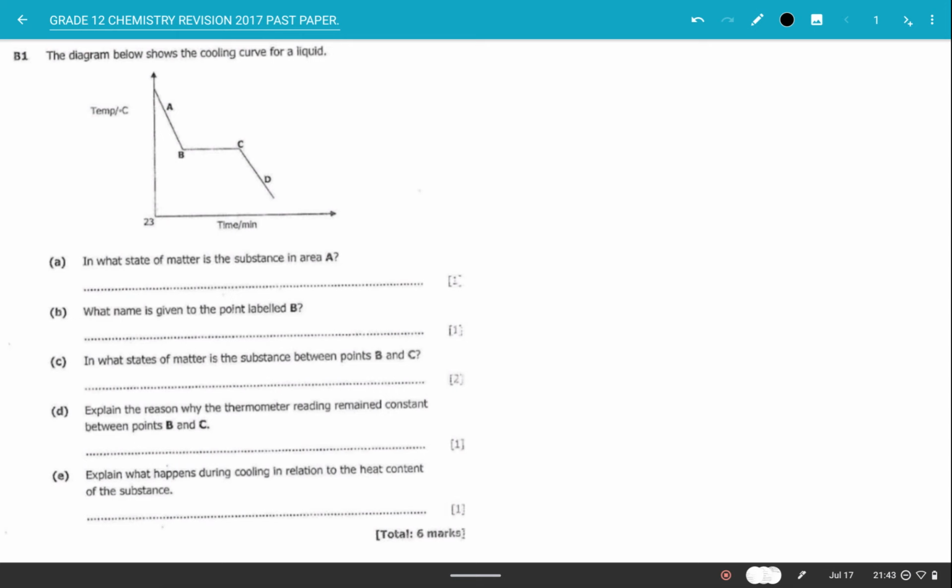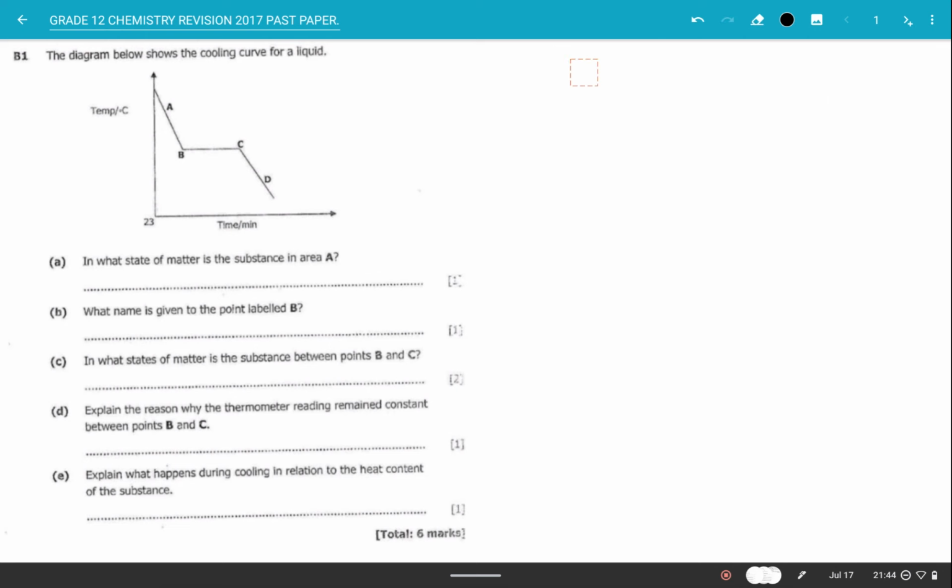Alright, let's begin. Now the question reads: the diagram below shows the cooling curve for a liquid. Before we even get to answer this question, let's understand what a cooling curve is. A cooling curve is simply a curve that shows you the decrease in temperature with respect to time, how the temperature is reducing in a given time period. That is what we're calling the cooling curve. So this curve is showing us the decrease in temperature with respect to time.